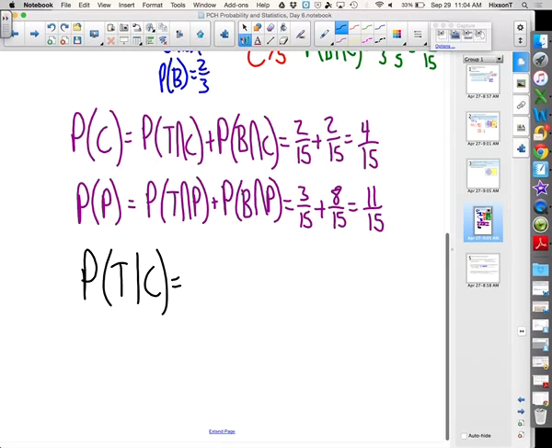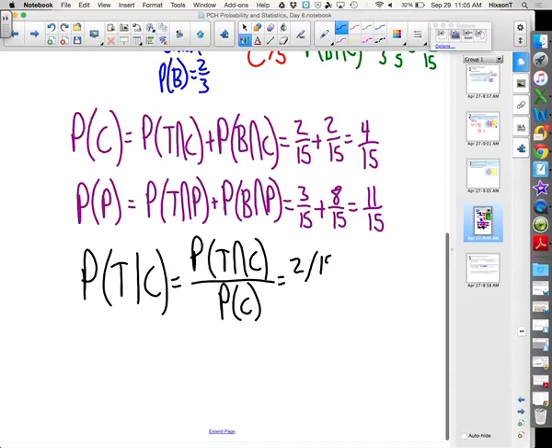The probability of T and C over the probability of C. Okay? And notice, again, we've already figured out what these probabilities are, we just need to plug them into the formula. Okay? So the probability of T and C was what? It was 2/15. So 2 out of 15.